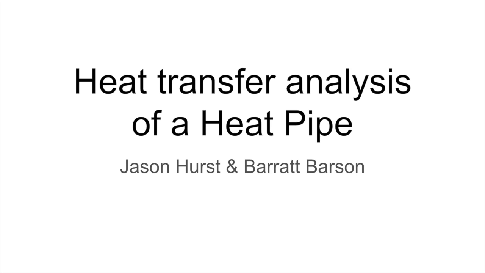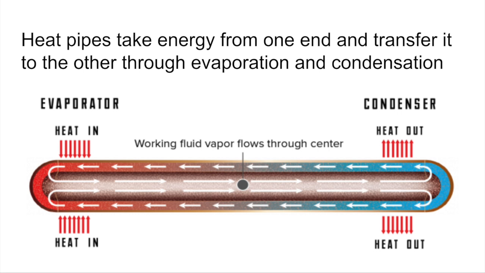This presentation will cover heat pipes in an attempt to analyze and test their heat transfer mechanisms. Heat pipes take energy from one end and transfer it to the other through evaporation and condensation. A heat pipe transfers energy from a hot surface to a working fluid, which causes the fluid to evaporate. The vapor then travels along the pipe to the cooler end where it condenses, releasing the added energy. The condensate then is drawn back to its initial reservoir to be heated and vaporized again.